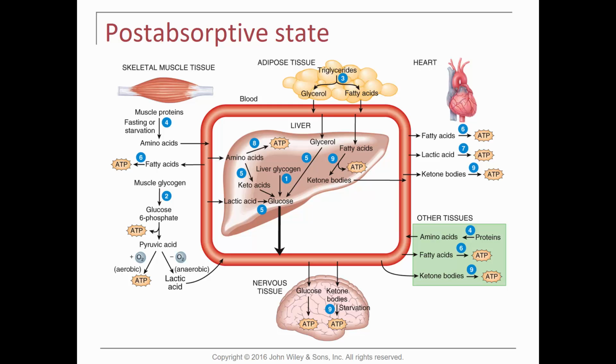All right, so this picture is similar to the picture we looked at for the absorptive state, but we have some arrows going in different directions. It's very important for the liver to maintain the blood glucose level. It's been a while since we've eaten. So the glycogen in the liver is going to be broken down into glucose. That glucose is going to go into the blood to supply tissues like the brain. And then the brain is going to use glucose for ATP.